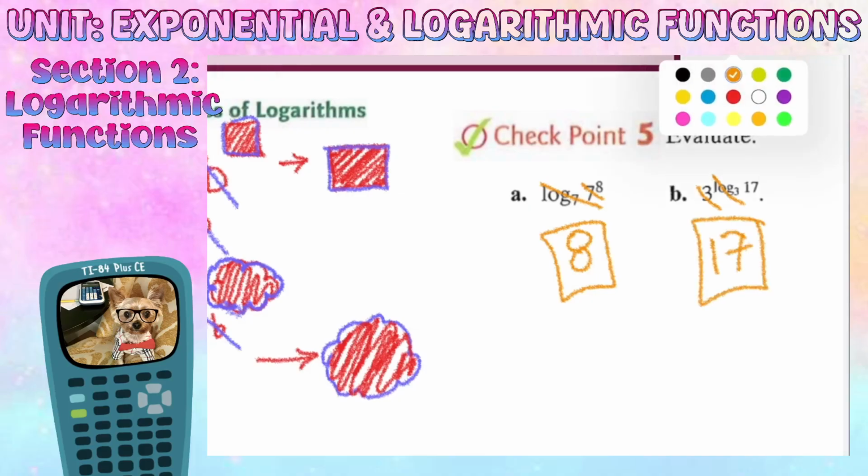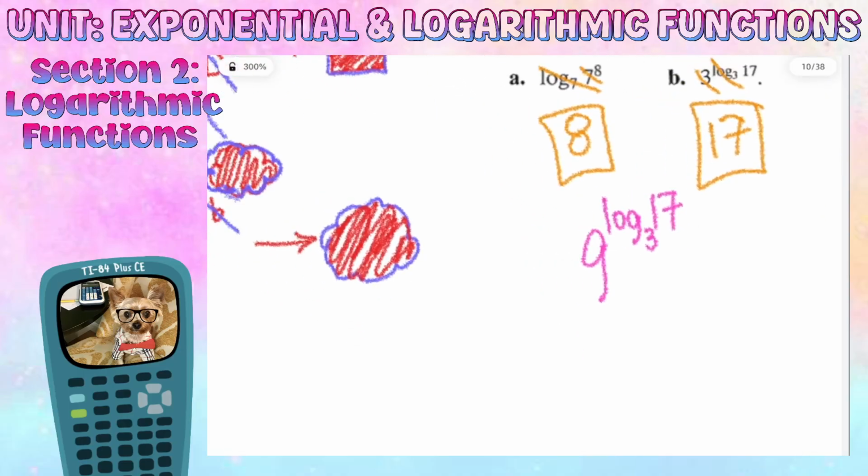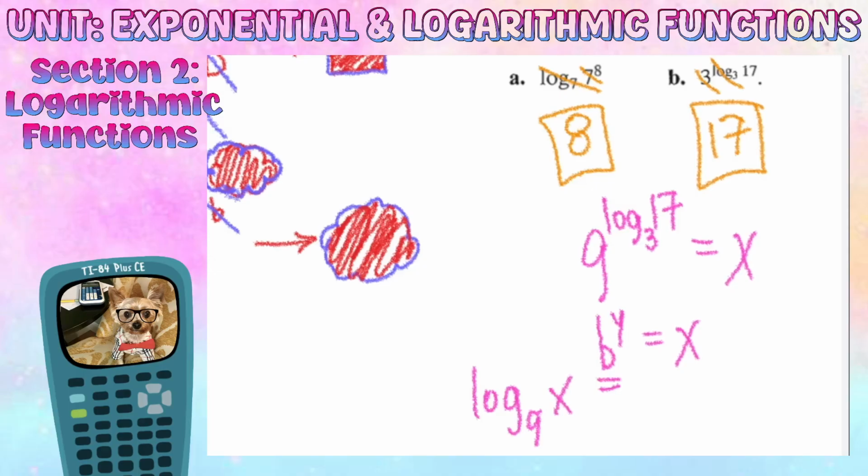And I guess, let me show you one little spoiler alert. I'll keep it kind of easy. What if it was 9 to the log base 3 of 17? We can't just cross them out, but it is still doable. So I'm going to consider this as b to the y equals x. So I'm going to set this equal to x. And now I'm going to write it in the other form. So that's going to be log base b, which is 9, right, of x, which is just x, equals the power y, which is log base 3 of 17.